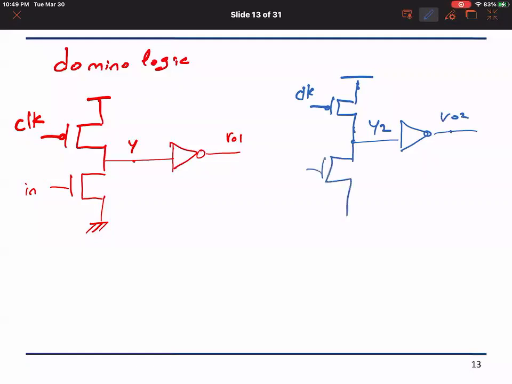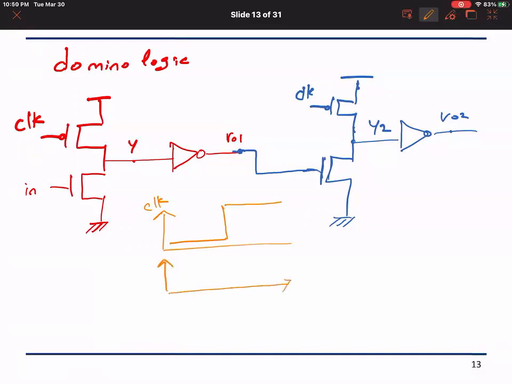And now let us assume that we are building some function that is just basic inversion, and VO1 is connected as the input to the second stage. What we notice in here is that when the clock is low, all the nodes Y, for example node Y, is going to be charged up via the clock, so it's going to be high.